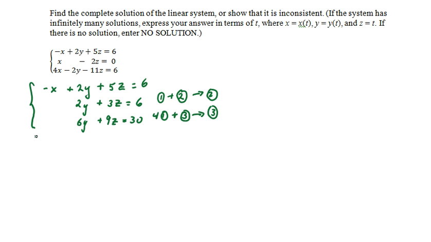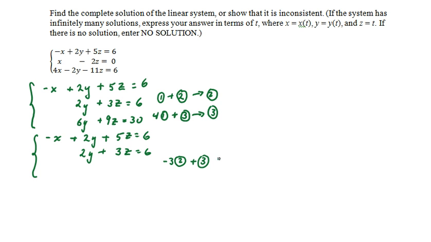Now I'm going to keep the first two equations. The opposite of x plus 2y plus 5z equals 6. 2y plus 3z equals 6. Then I'm going to multiply the second equation by negative 3, add it to the third equation, and make that our new third equation.